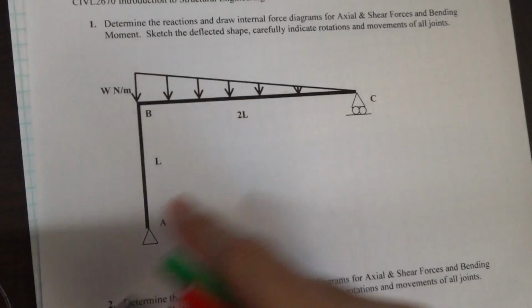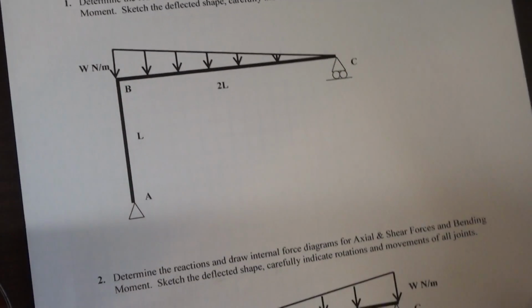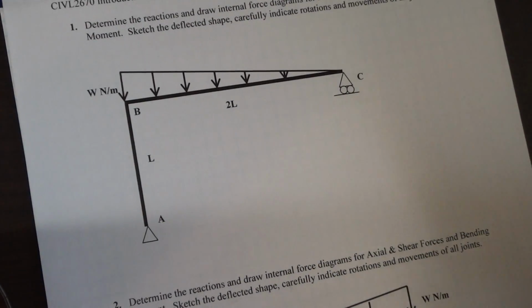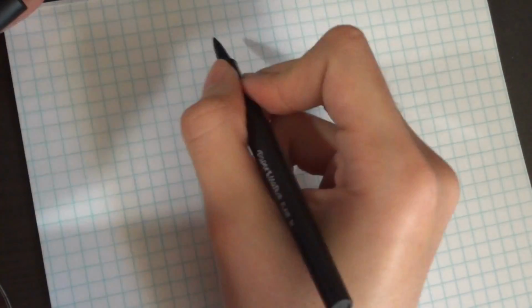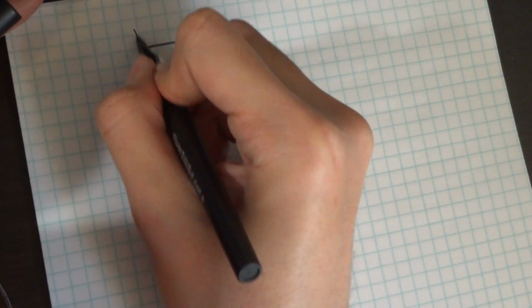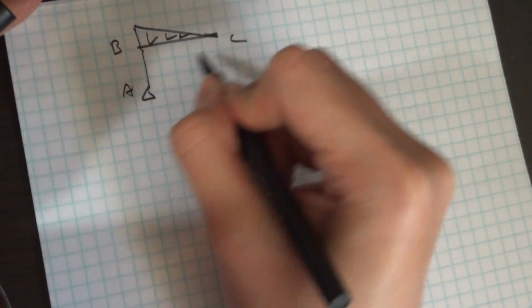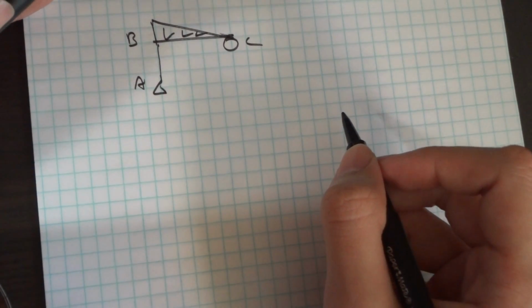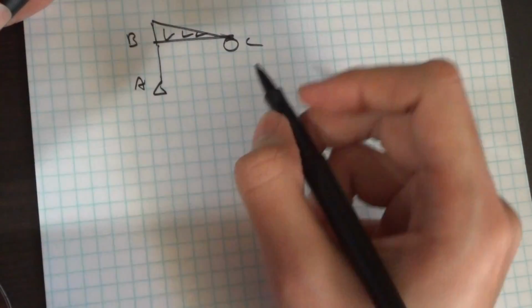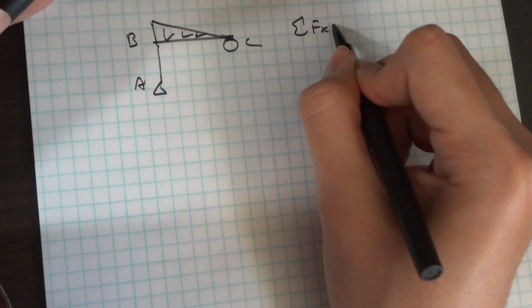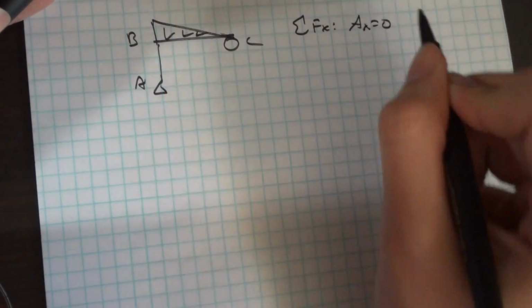For number 1, 2, and 3, make sure that you get your reactions correct because you will be using those later. So really quickly, let's just do number 1, and you'll see that there's really not too much work for this homework set, right? If I look at this, I can tell right away by sum of forces in the x that my AX reaction will be equal to 0.